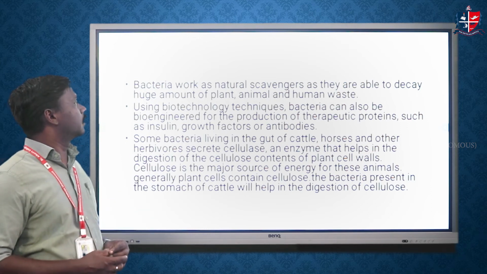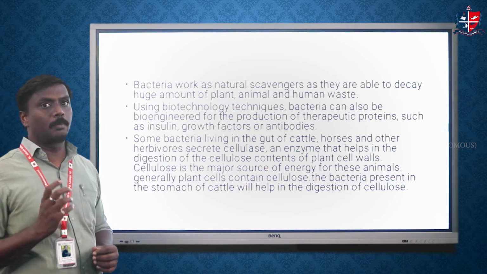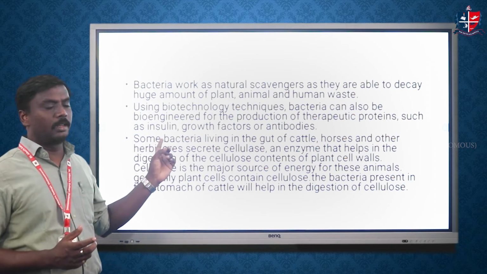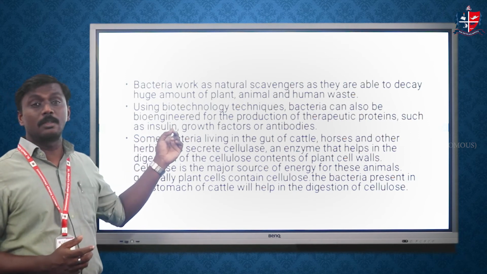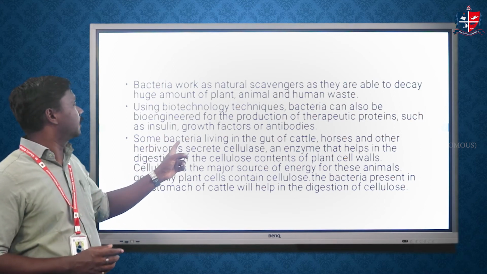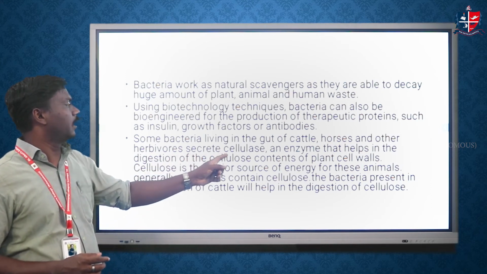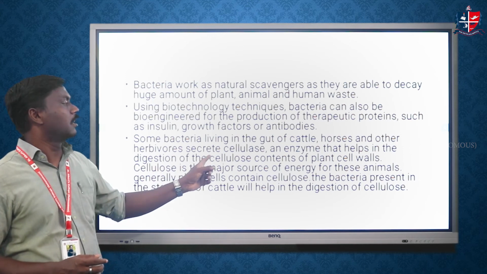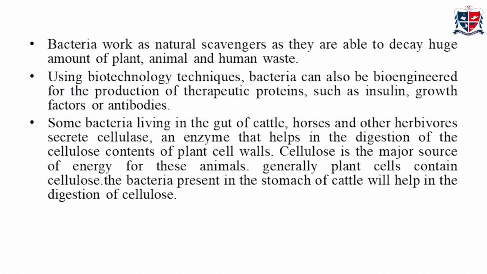Using biotechnology techniques, bacteria can also be bioengineered for the production of therapeutic proteins such as insulin, growth factors, or antibiotics. Insulin is used for the treatment of diabetes. Some bacteria living in the gut of cattle, horses, and other herbivores secrete cellulase, an enzyme that helps in the digestion of the cellulose content of the plant cell wall. That will be helpful for proper digestion.